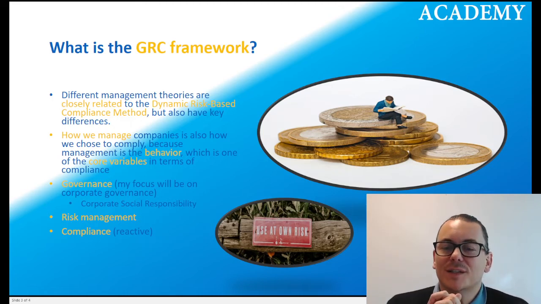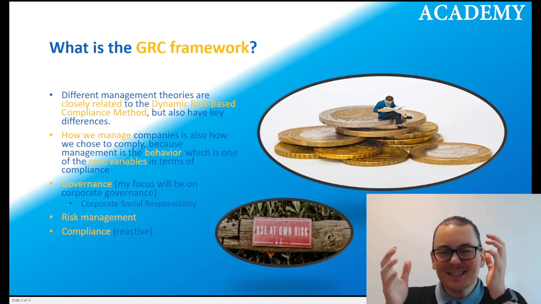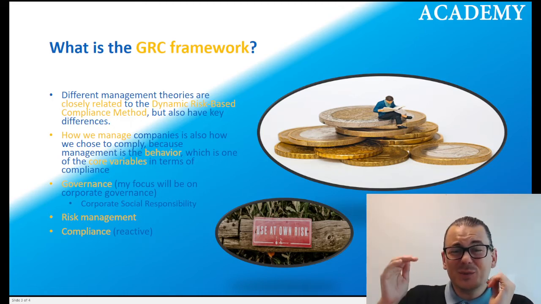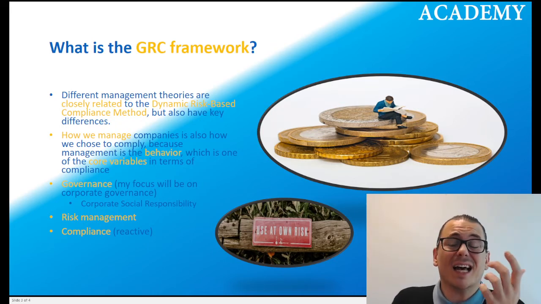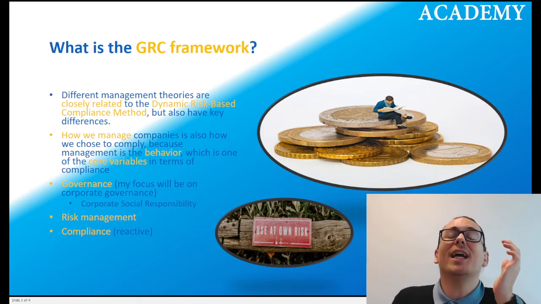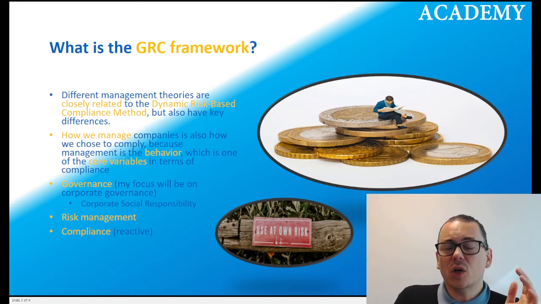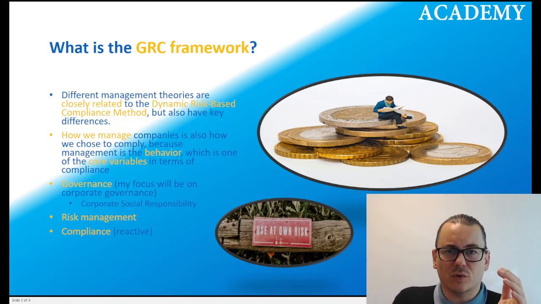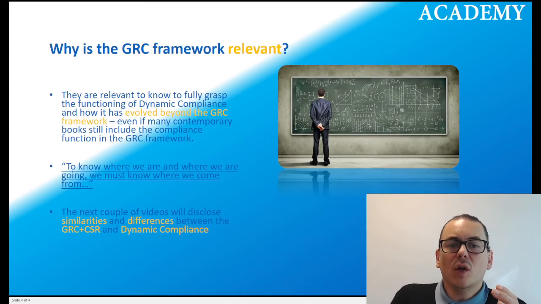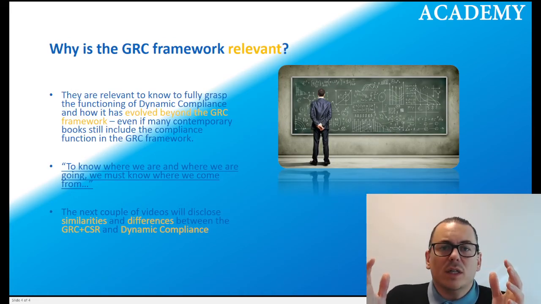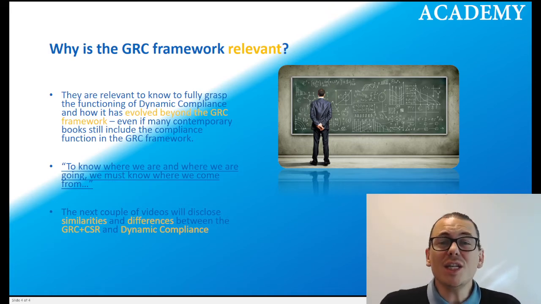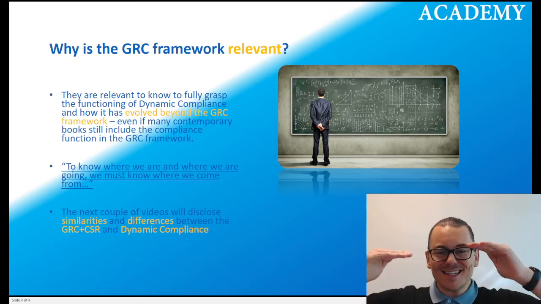Because what can be a bit, well, it's not disturbing, but it's kind of complicated, because when we look at the GRC framework, you can see that the last C is compliance, but it is reactive compliance. It is old school compliance, where it's regulatory based compliance. So why is this relevant in terms of dynamic compliance? Well, it's relevant because we need to know where dynamic compliance comes from.